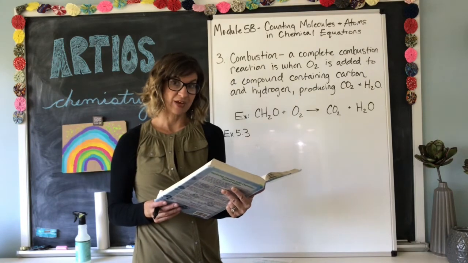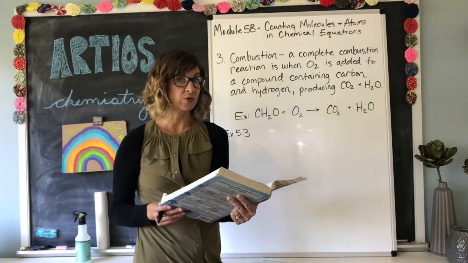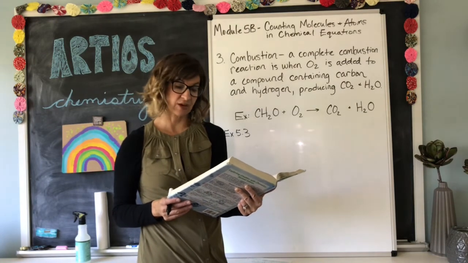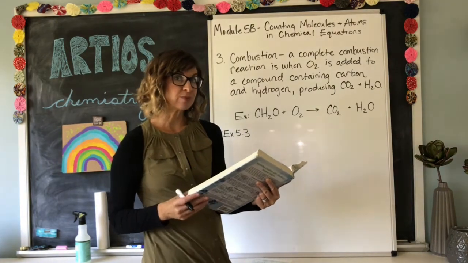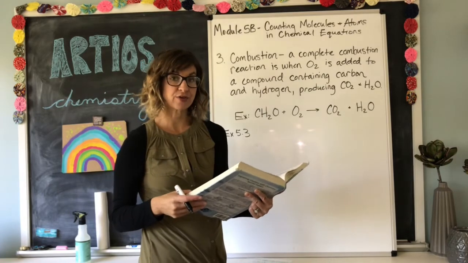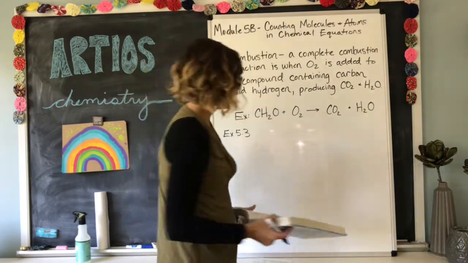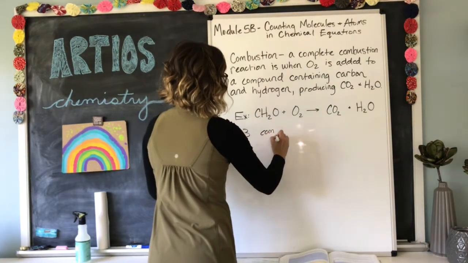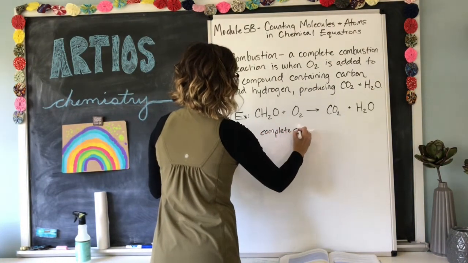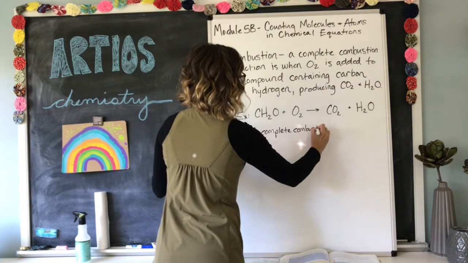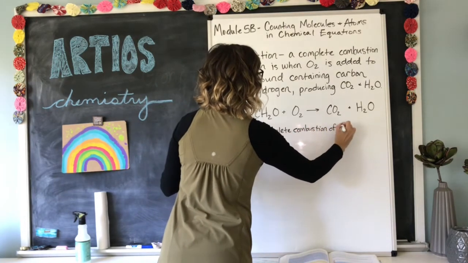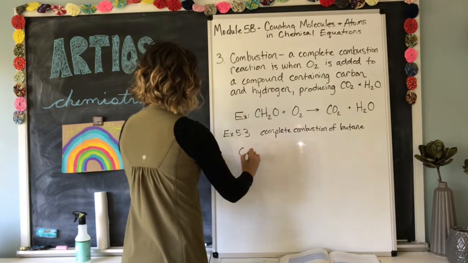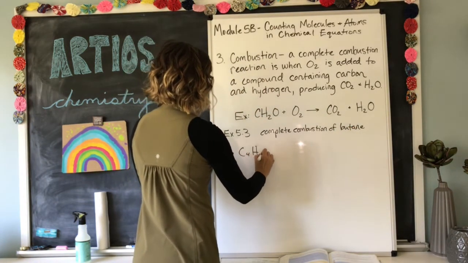So in this example problem, you are only given one reactant, but you are told what type of reaction it is. It's complete combustion. So you should be able to figure out, you should know the other reactant and the products. This is the complete combustion of butane. Okay, so we have C4H10, which is butane.